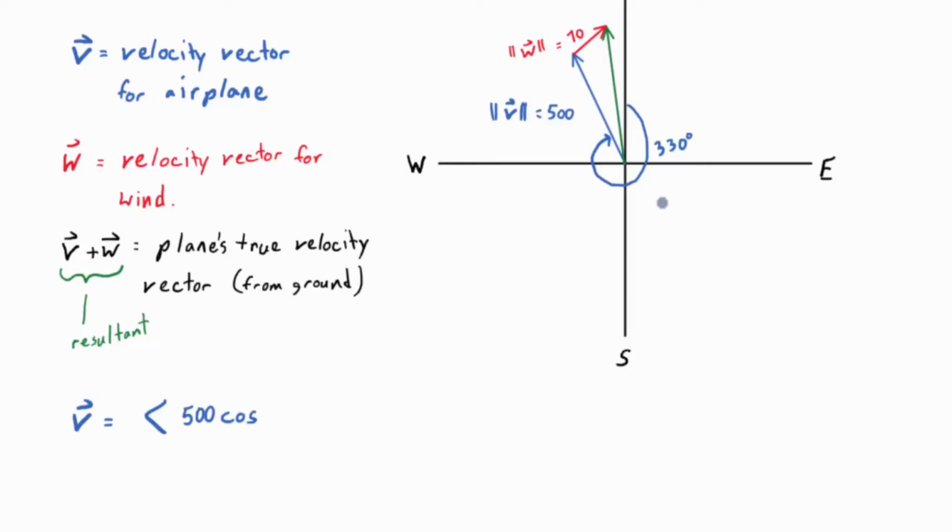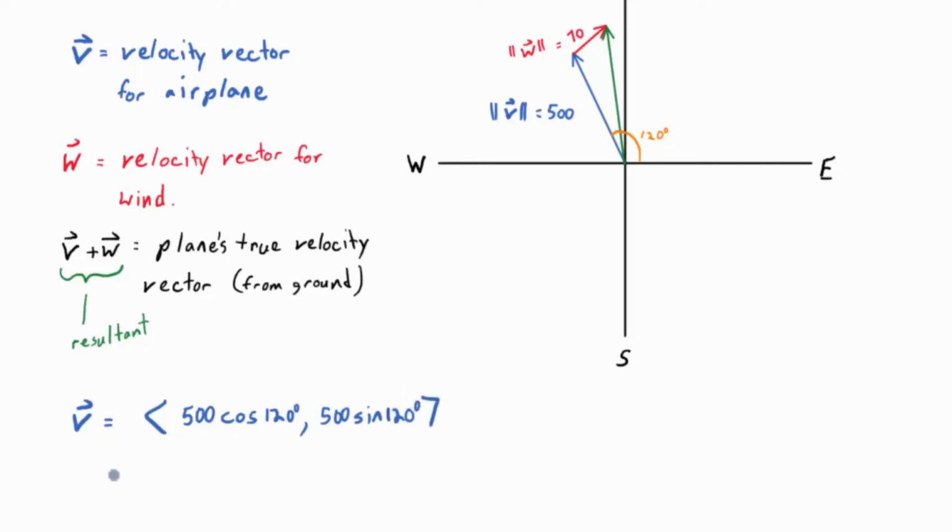Well, what's the leftover angle? 30, and then the northeast quadrant takes up 90, so 120? So 120, does everybody see that? 30 plus 90. Okay, so we're good there. So the horizontal component is 500 cosine 120, vertical component 500 sine 120.